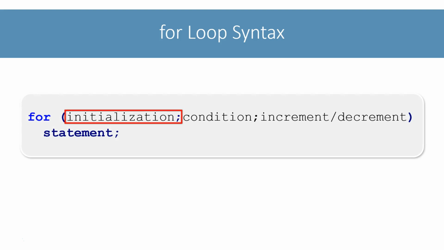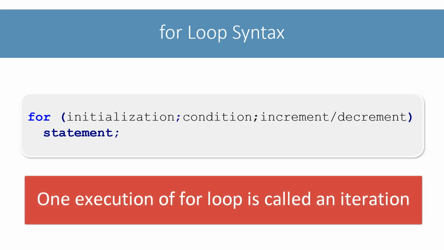The initialization portion of the loop sets the loop control variable to an initial value. Initialization happens only for the first time when the for statement is executed, which means that the initialization part of for loop only executes once. One execution of the for loop is called an iteration.